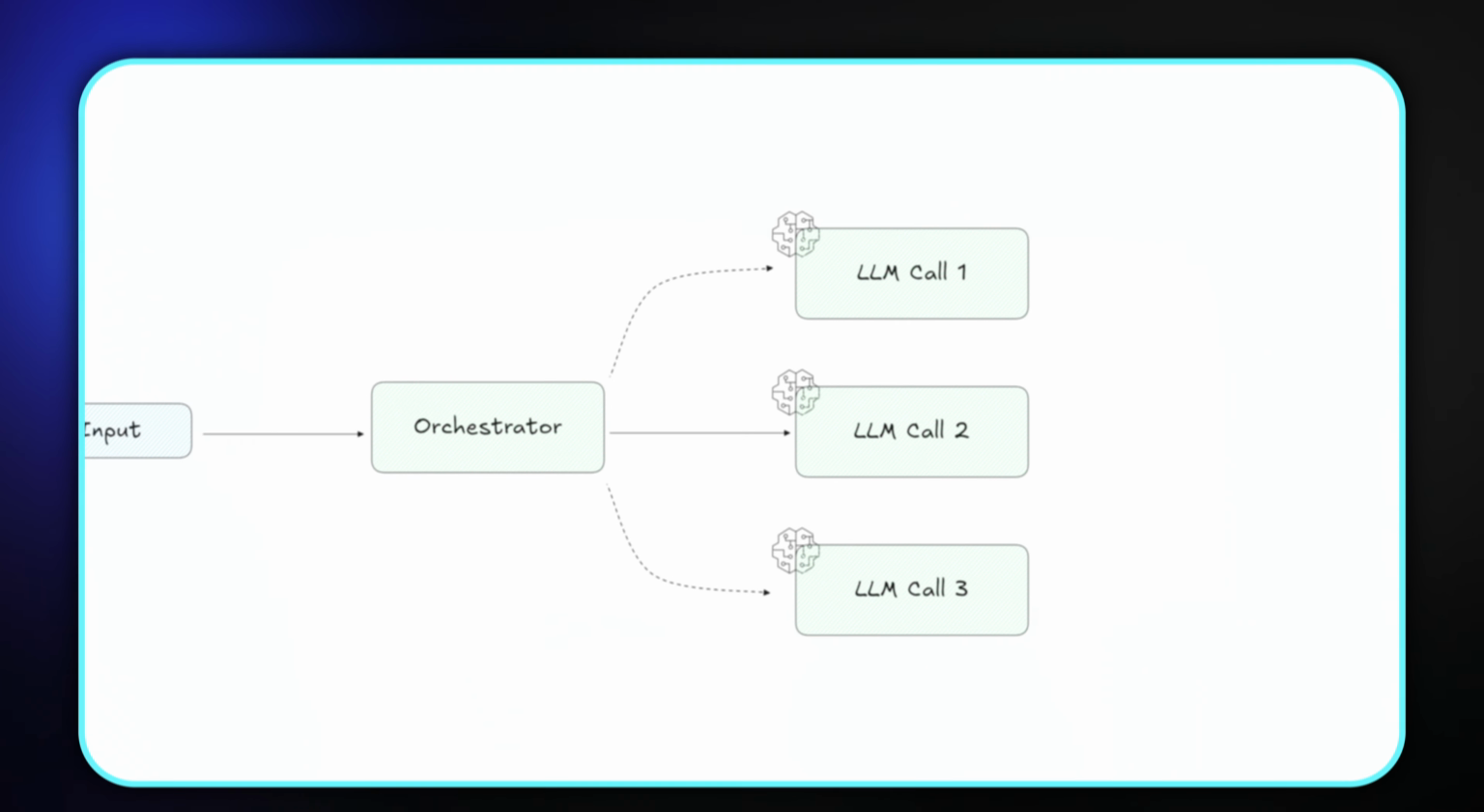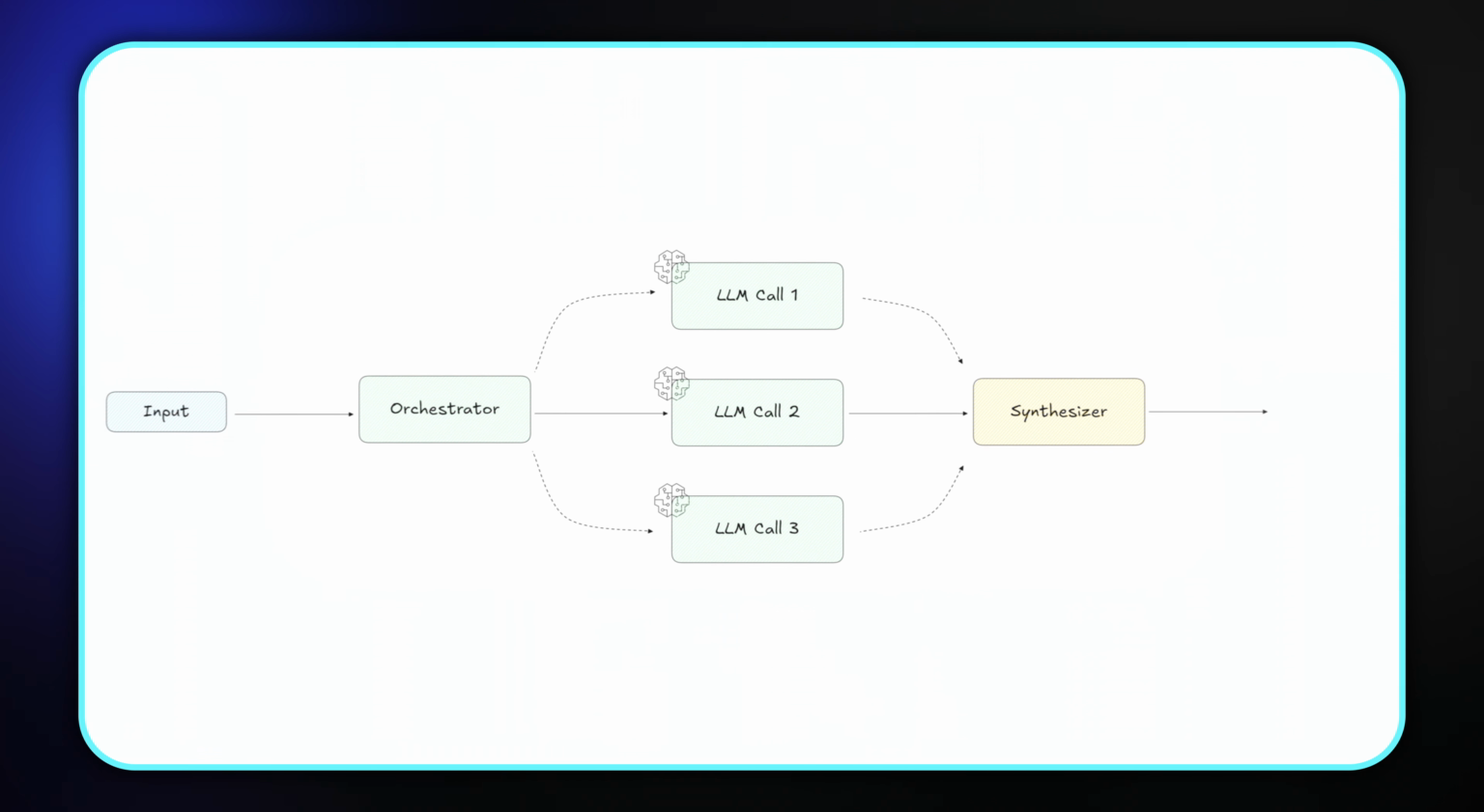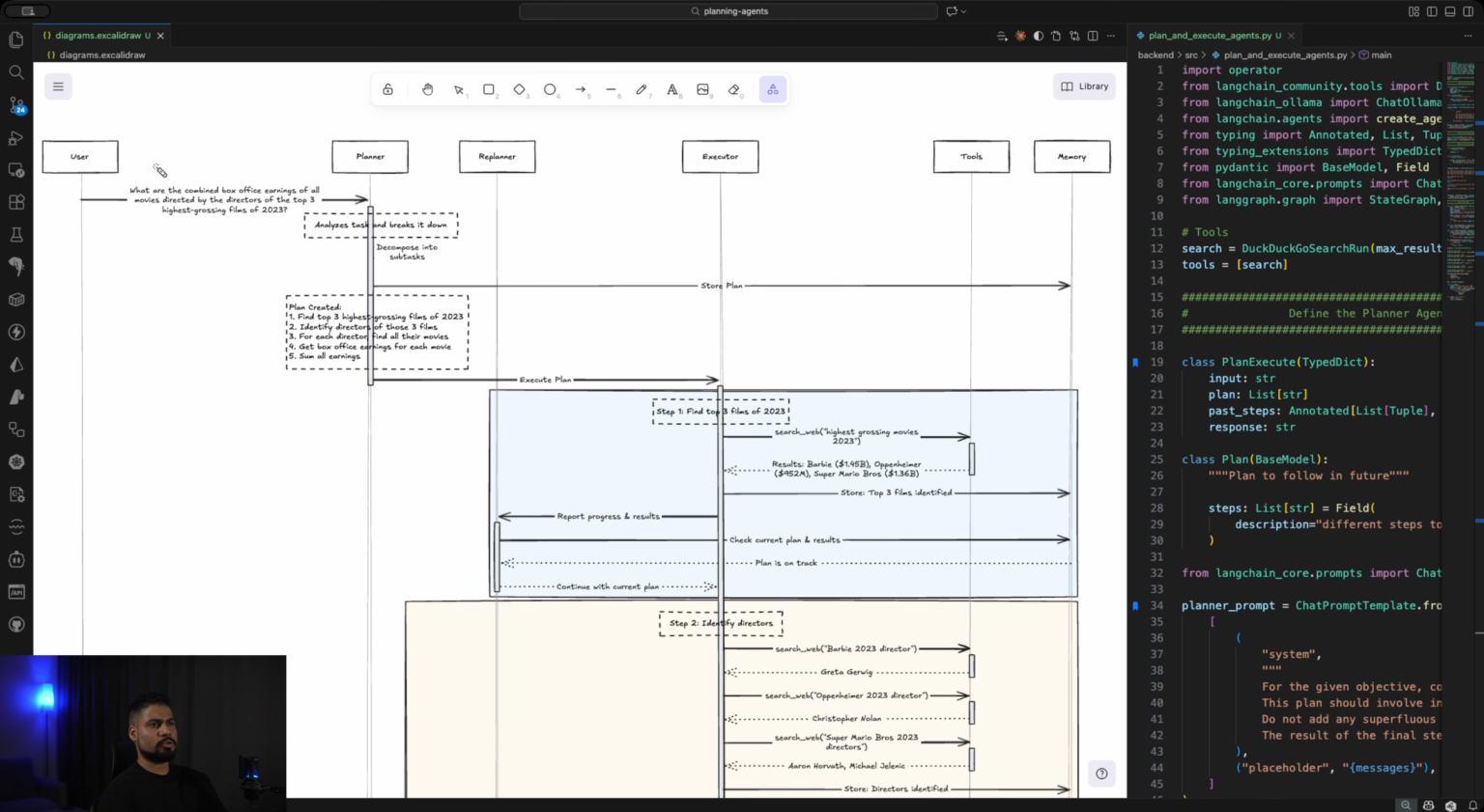If this sounds familiar, it's because it's very similar to the orchestrator worker workflow pattern I showed in another video, which I'll link below. Now that you understand the idea behind plan and execute, let me show you how it actually looks in practice. We'll walk through the pattern so you can see how it works. We're going to walk through the sequence diagram that represents the plan and execute agent. As you can see, it has the user, the planner, the replanner, executor with tools, and the memory of the state.